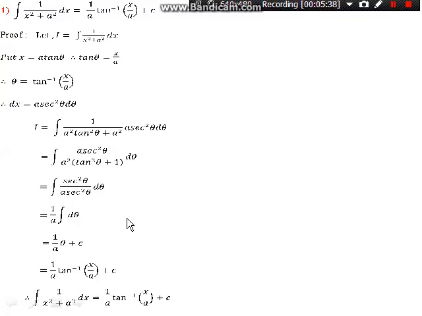So take the integral of d theta here. So 1 upon a integral of d theta is 1 upon a theta plus c. Now we have found the value of theta, that is tan inverse x upon a. We have to substitute here. So 1 upon a tan inverse x upon a plus c. So in this way we find our integral, that is the integral of 1 upon x square plus a square dx is equal to 1 upon a tan inverse x upon a plus c.